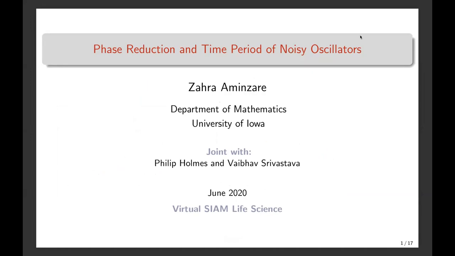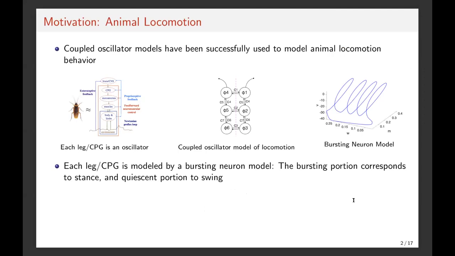I would like to talk about phase reduction for noisy oscillators. This is joint work with Philip Holmes and Vaibhav Srivastava, and it is very new work of ours. So let me start with an example.